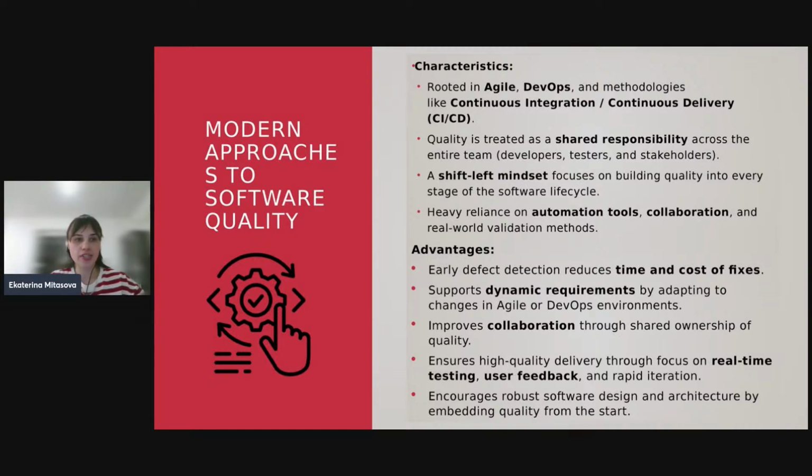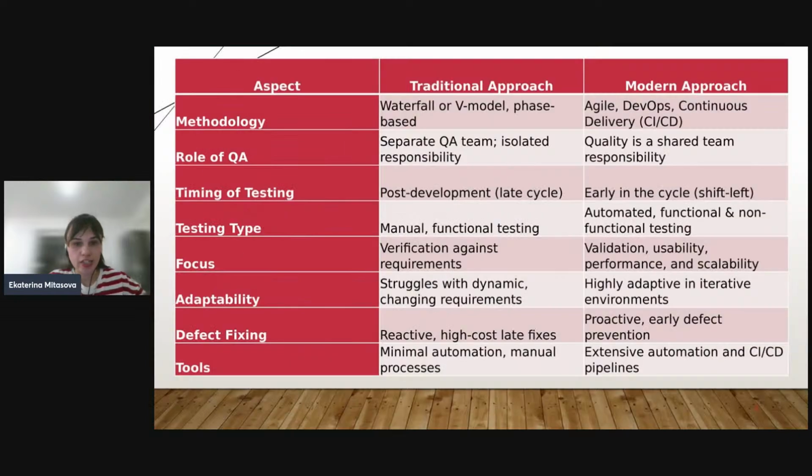Also, modern approaches encourage robust software design and architecture by embedding quality from the start. And now, a lot of modern tools support pipelines, CI/CD, automated code analysis, for example, Selenium, Jenkins, and SonarQube. So now you'll see on your screen the table comparing traditional versus modern approaches.